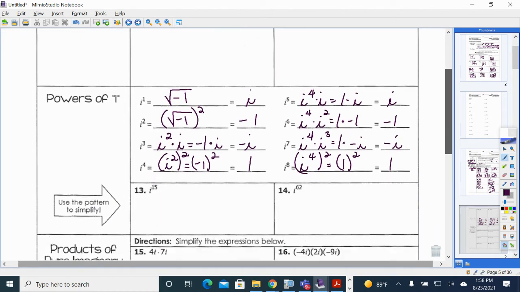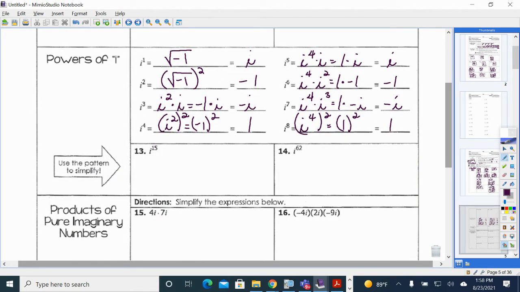Moving on. Powers of i. In this section, my goal is to make you understand that there is a pattern here. If you look at i to the first power, it's equal to i, because i is the square root of negative 1. i squared, when we square that square root of negative 1, we just get a negative 1. i to the third power is negative i. i to the fourth power is 1. Now you keep going. i to the fifth power is i, i to the sixth power is negative 1, i to the seventh power is negative i, i to the eighth is positive 1.